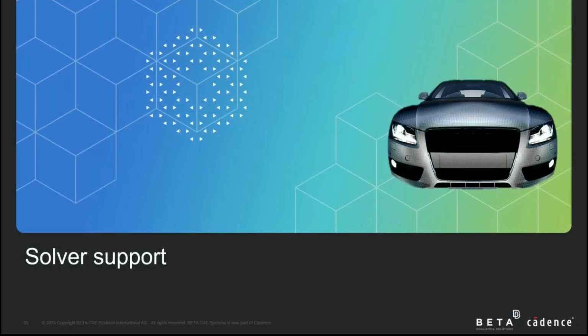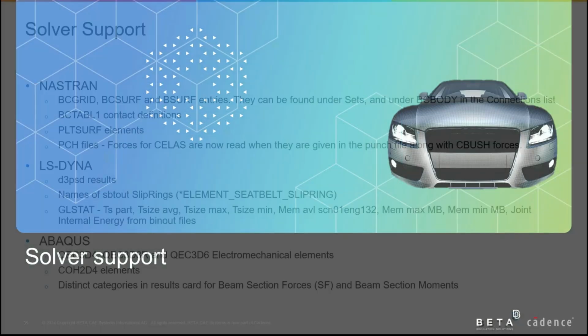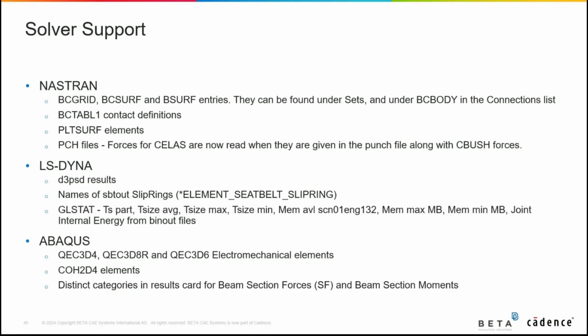Moving on to solver support. BC Grid, BC Surf, and BSurf entries are now supported in Nastran. They can be found under Sets and under BC Body in the Connections list. Nastran BCTABLE 1 contact definitions are now supported, along with some new element types.